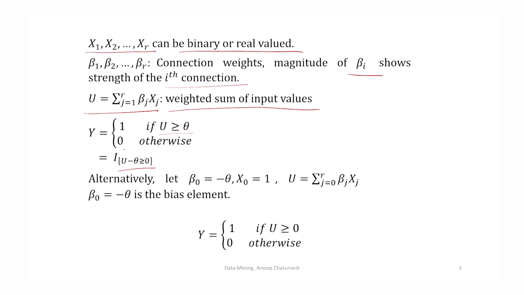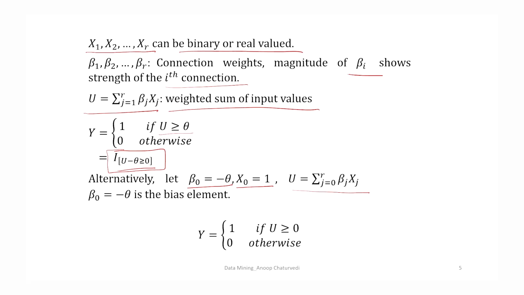So, obviously, this indicator function takes value 1 if u minus theta is greater than or equal to 0, or u is greater than or equal to theta, and it takes value 0 otherwise. And then you can get an alternative formulation if you write beta naught equal to minus theta and x naught equal to 1, and then you write u equal to summation j equal to 0 to r beta j x j.